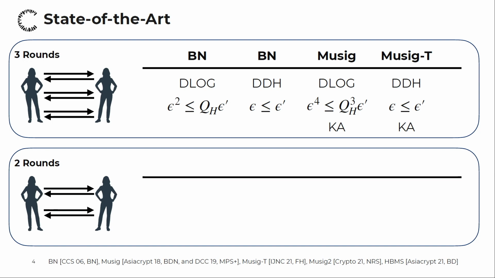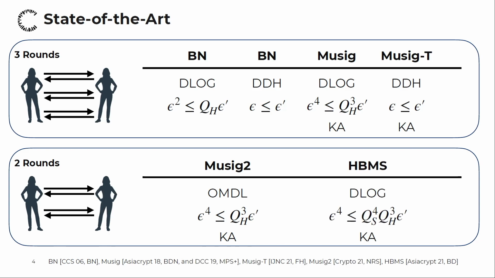So they take the adversary, rewind it, and then take the result and rewind it again. This leads to this security bound with epsilon to the power of 4. Okay, now looking at 2-round schemes, there's a very prominent scheme called Music 2, which also has this nested rewinding strategy, and it even comes from a stronger assumption, the one-more discrete logarithm assumption. And then there's a scheme that is HBMS, and it's basically as for Music 2, just the assumption is weaker. You have the D-log assumption here.